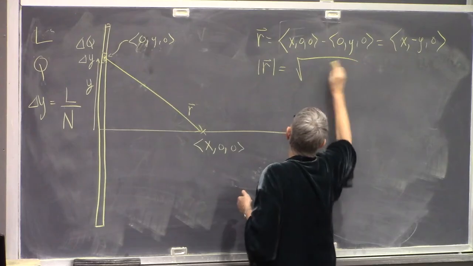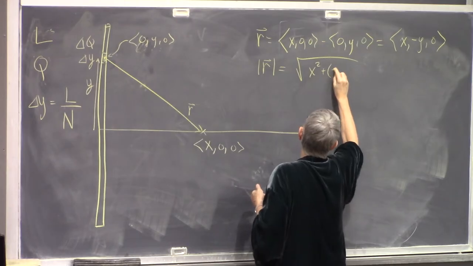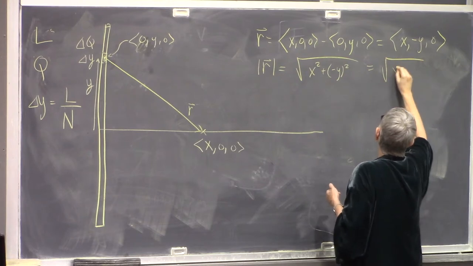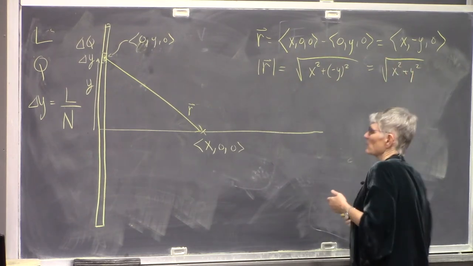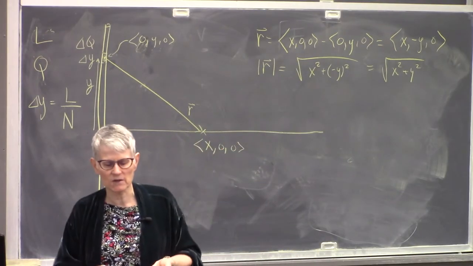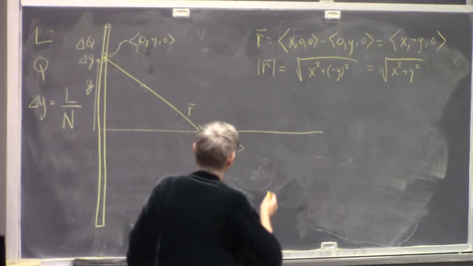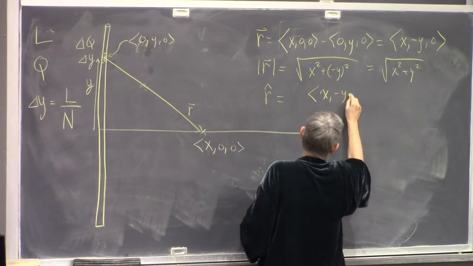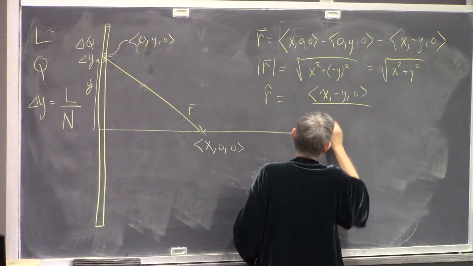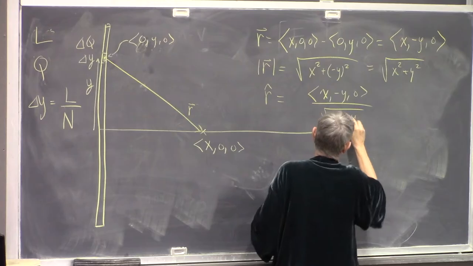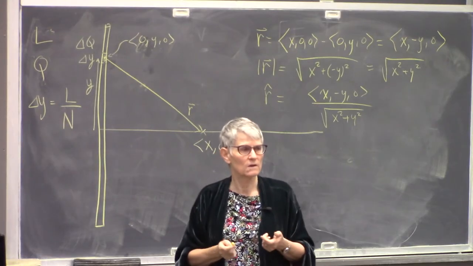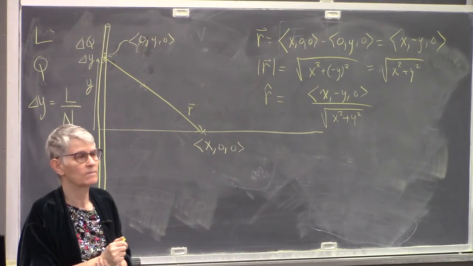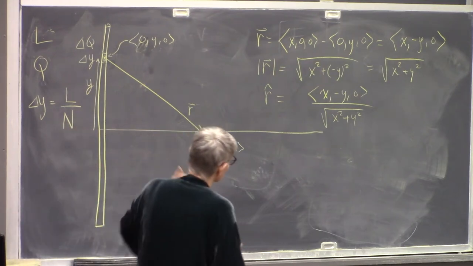The magnitude of r is going to be the square root of x squared plus minus y squared, which we'll write as the square root of x squared plus y squared, because we don't need to worry about that minus sign because we're squaring it. And r hat is therefore x, minus y, 0 divided by the square root of x squared plus y squared, right? Okay.